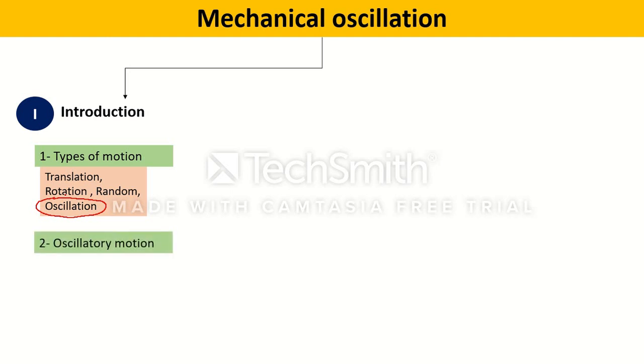Then we'll talk about the definition of oscillatory motion, and then the types. In the types part, we'll talk about free oscillation, which will also be divided into undamped and damped oscillation. And then we'll talk about the driven and the forced.